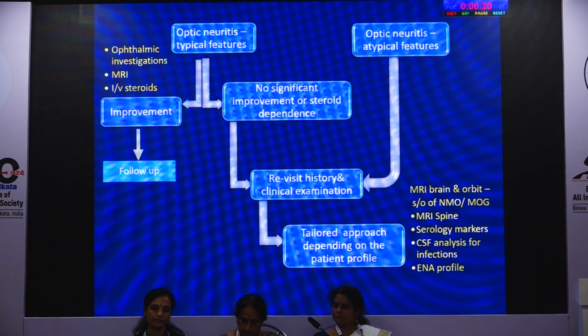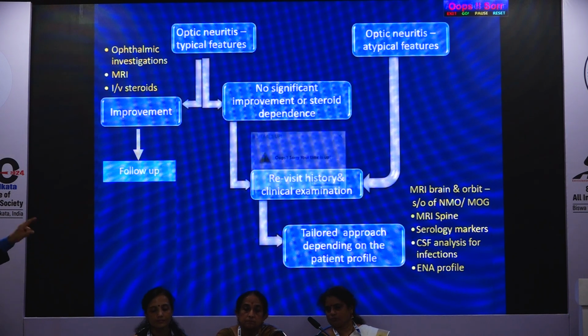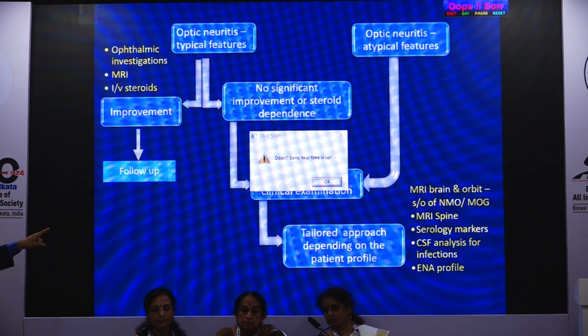So you have an optic neuritis with clinical typical features. You may do an MRI, give IV steroids, see improvement, and follow up. If there is no significant improvement, or long-term steroid therapy is required, revisit the history. Start thinking of it as an atypical involvement. In the MRI, if you get suggestions of anything other than a typical optic neuritis or MS related, you will have to do other things, and you tailor your management accordingly.